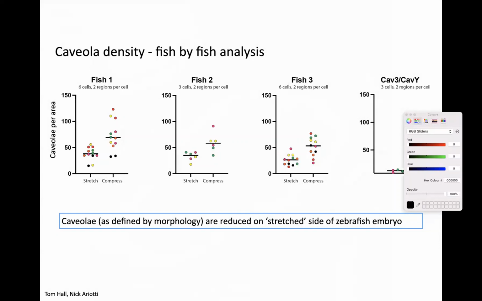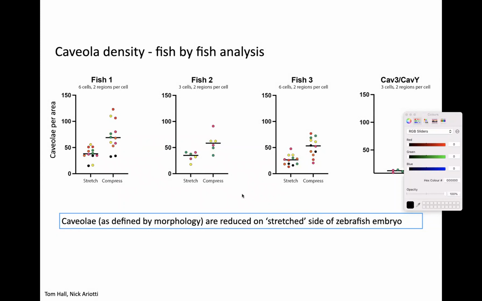And what we saw very nicely was that on the stretch side, consistently, we have less caveolae in the same region as we do on the compressed side. So these are three completely independent fish, but lots of different regions within each fish.